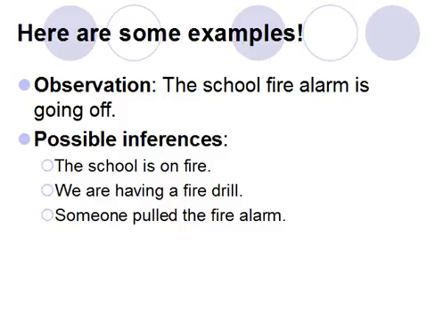Here's another example. Observation: the school fire alarm is going off. Possible inference, our explanation to our observation: the school's on fire. Could be. We're having a fire drill. That could be. Or maybe someone pulled the fire alarm, although I hope not. But they could have. Again, these are all logical explanations for why the fire alarm is going off. Remember, we're trying to explain our observation.